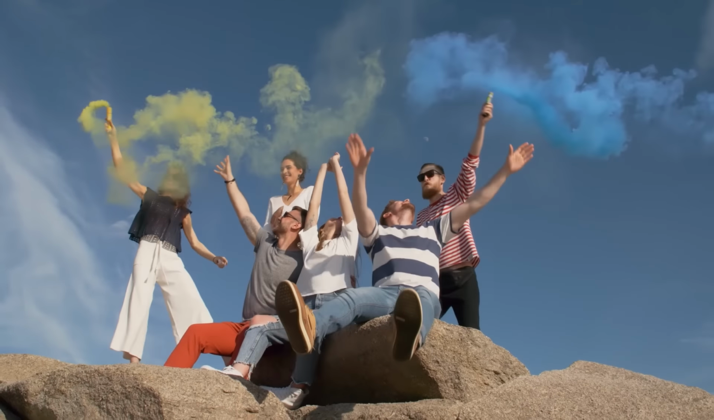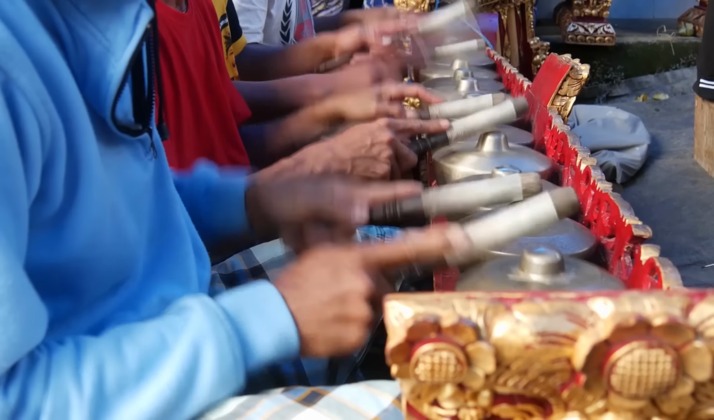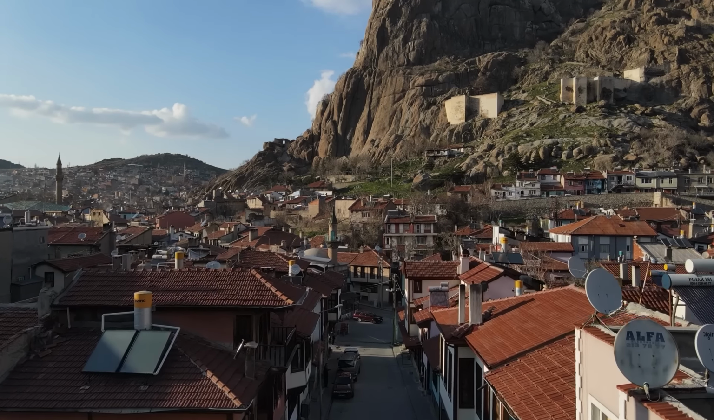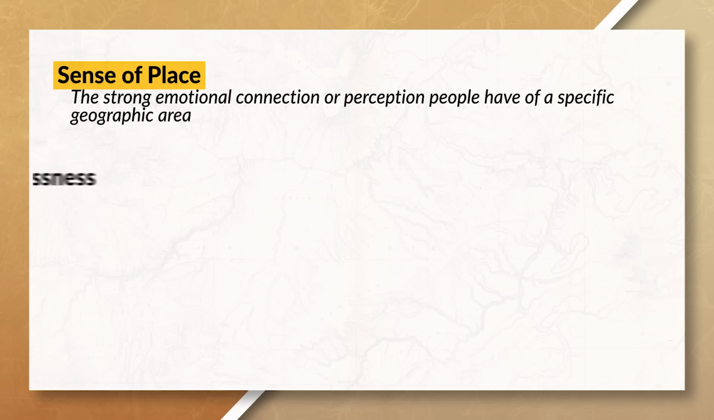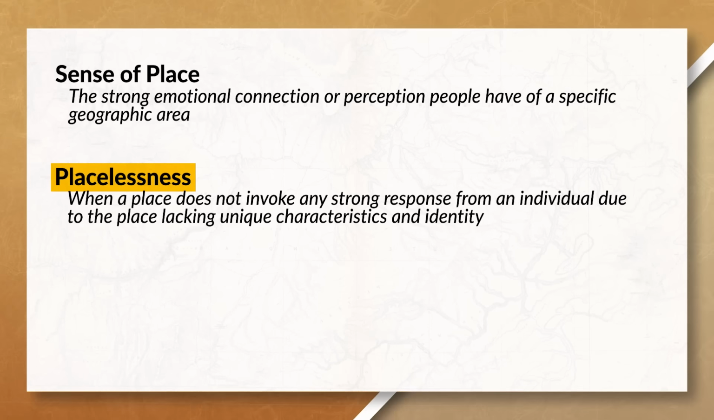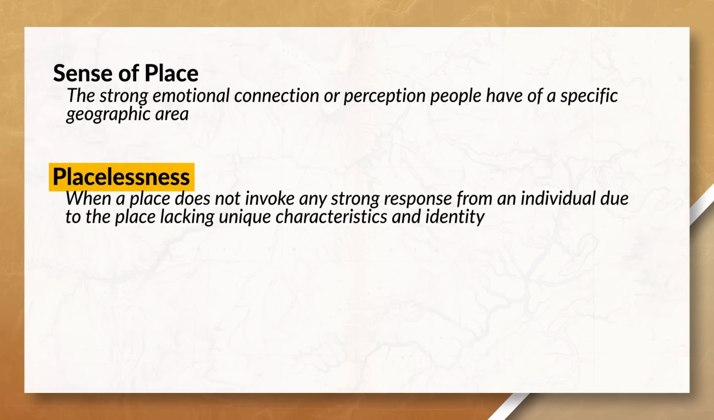Shared community and cultural identities, distinct dialects and accents, ethnic traditions like food and music, and land use patterns can also all contribute to a sense of place. Additionally, a sense of place can be influenced by the local architecture, the local history, societal interactions, and all of this is just scratching the surface. If a place lacks a sense of place, it may experience placelessness, which is when a place does not invoke any strong response from an individual. This often happens due to the place lacking unique characteristics and an identity.